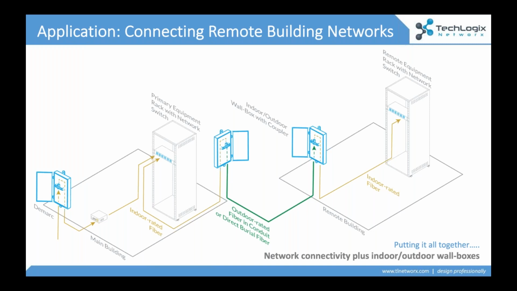Or maybe we're pulling conduit, right? Conduit between two buildings. Well, in that application, we don't need armoring, but we do need an outdoor waterproof cable, okay? Another very common part of the installation. Well, we want to transition from that conduit to the indoor rated cable, whether it's riser or plenum. So think about those same wall boxes, outdoor rated wall boxes that we use for the Demarc. Well, we can use that to transition networks between two separate buildings.